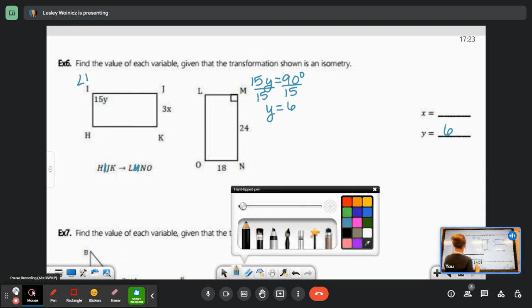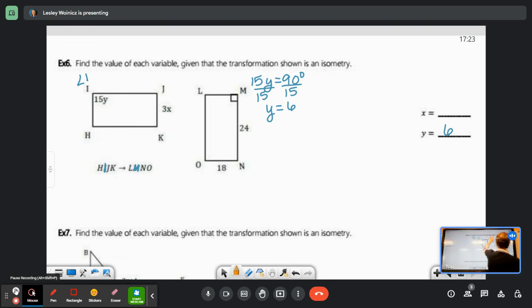Okay, the next thing we need to know is how to find x. So look at JK. JK is going to map to NO. So those two have to be congruent. So we can say that 3x equals 18. Oh my gosh, this one's 6 too. That's weird. Okay, notice that we did not even use this 24. That was just put on there to confuse us. But we didn't fall for it.